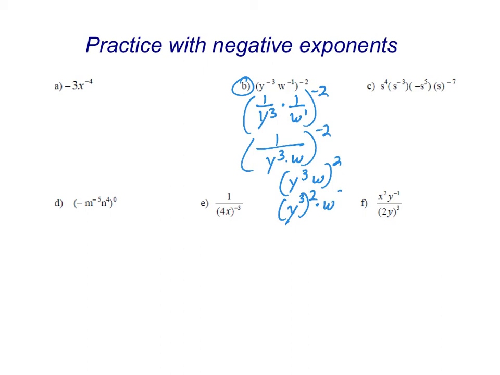Times w squared, or y to the 6th times w squared. Now that's one way to do it. Now I'm going to erase all this. I'm actually going to show you the faster way to do it, and that's kind of being intuitive with your properties.